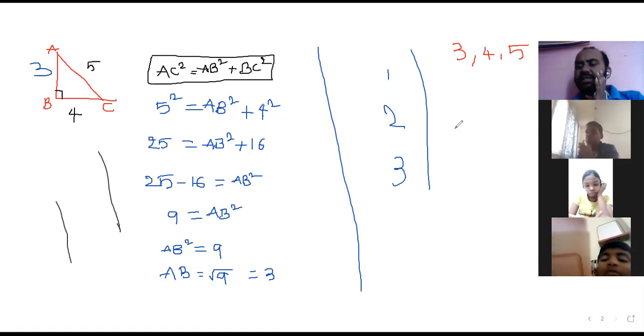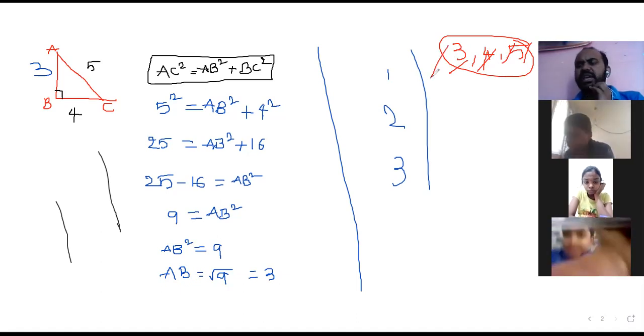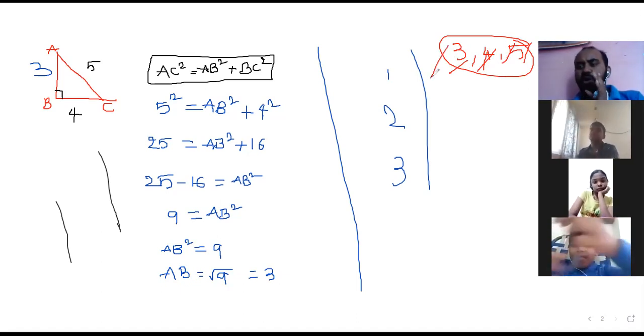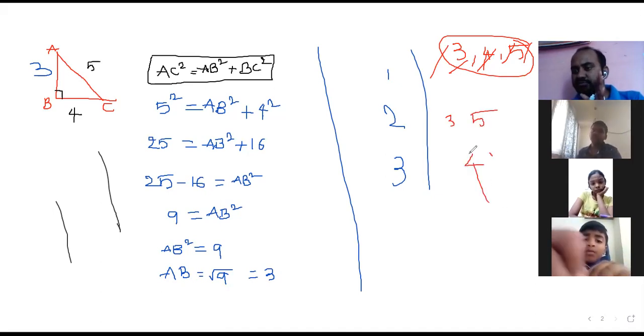Out of 3 sides, if 2 sides are given, any 2 numbers from these 3 digits, either 3 or 4, 4 or 5, or 3 or 5, if they give any 2, what is the third one? They will ask. What is your answer? No need to use pen and paper. By default, you can tell. If they give the 3 and 5, your answer is 4.